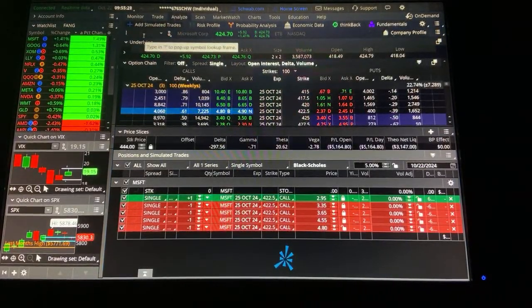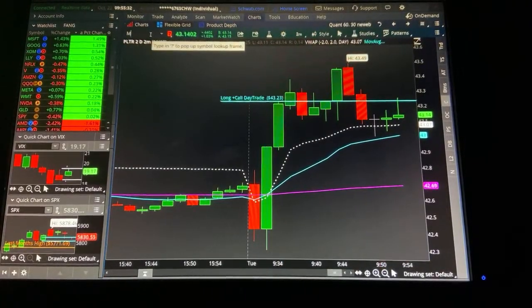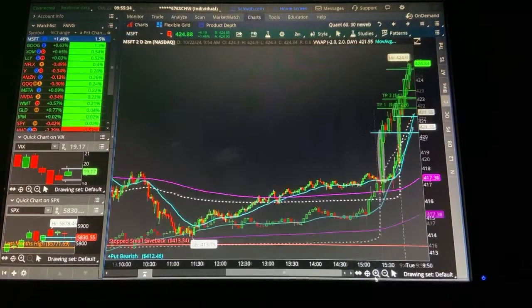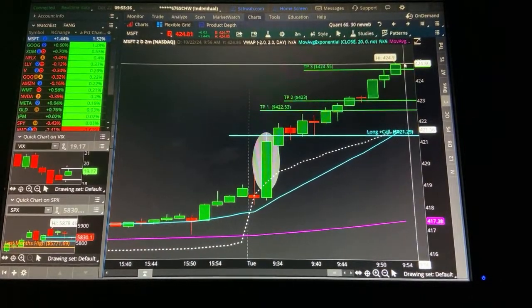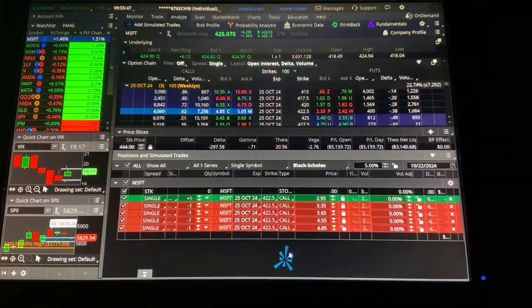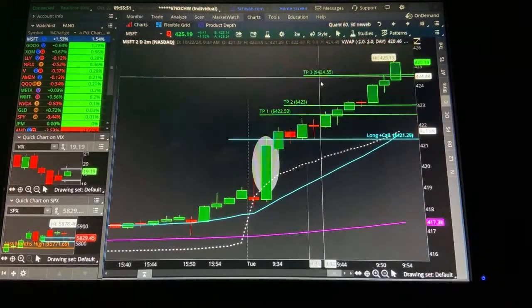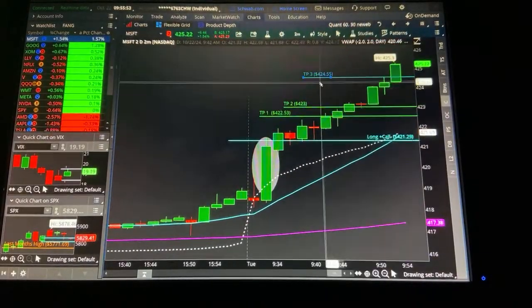Damn, 474, 480s. I gotta get these 480 prints on Microsoft here, on the option. Microsoft on fire. I have a TP symbol Microsoft here. All right, nice. I got a 480. They're going for almost $5 now. The fills suck on this today.